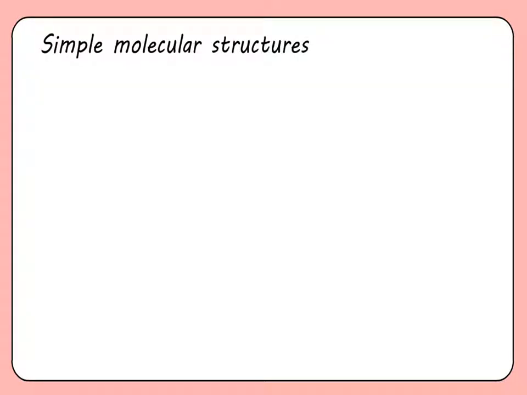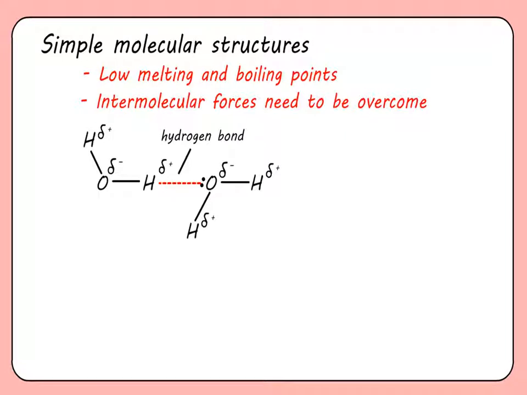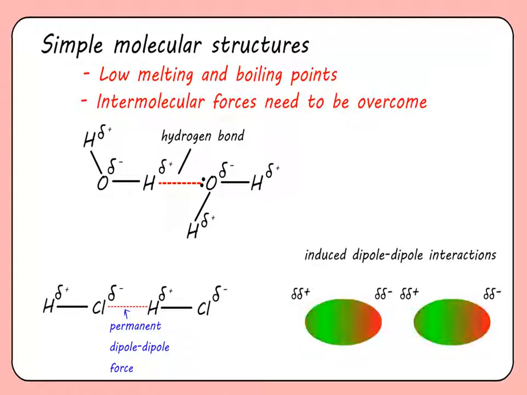Simple molecular structures tend to have low melting and boiling points, since it is not the strong chemical bonds that need to be overcome when they are melted and boiled, but weak intermolecular forces. The strongest type of intermolecular force being the hydrogen bond, followed by the permanent dipole-dipole, with induced dipole-dipole interactions being the weakest intermolecular force, which occurs in non-polar molecules.